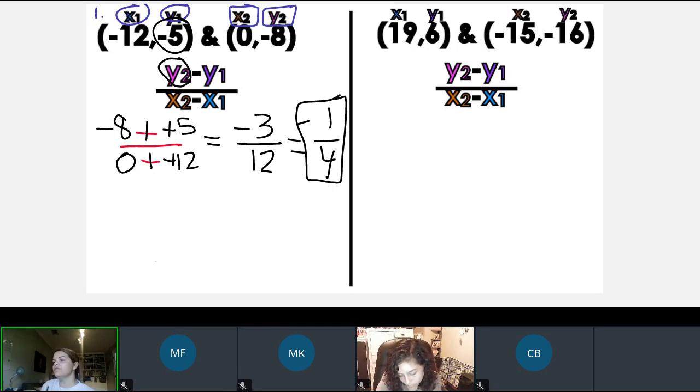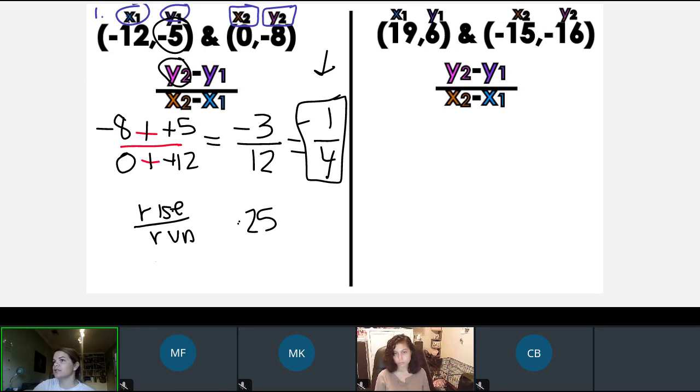We want to leave this as a fraction. Do not change this to a decimal, because when we have to start graphing these points, which is the next lesson we're going to do, this is our slope. So this is how we know how many to rise, how many to run, and which way. If I just write it as 0.25, I've lost that rise over run.